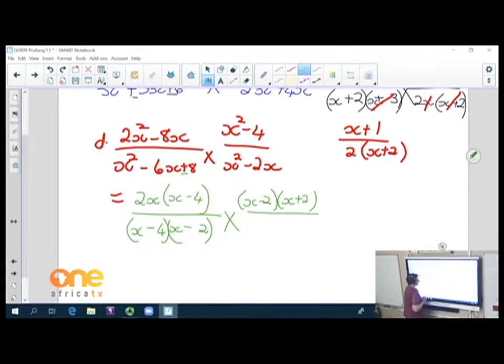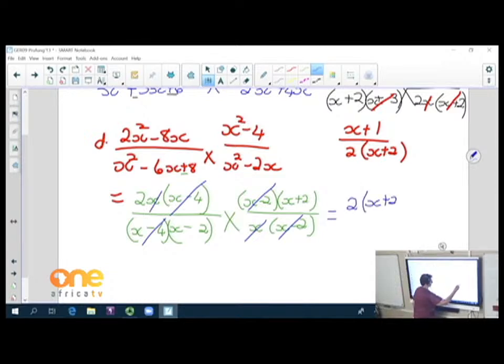Here I'm taking out the highest common factor of x, and then there remains x minus 2. Now we can cancel. That's always the nice part. This one and this one, this one and this one, this one and this one. So there remains 2x plus 2, and here we have x minus 2.